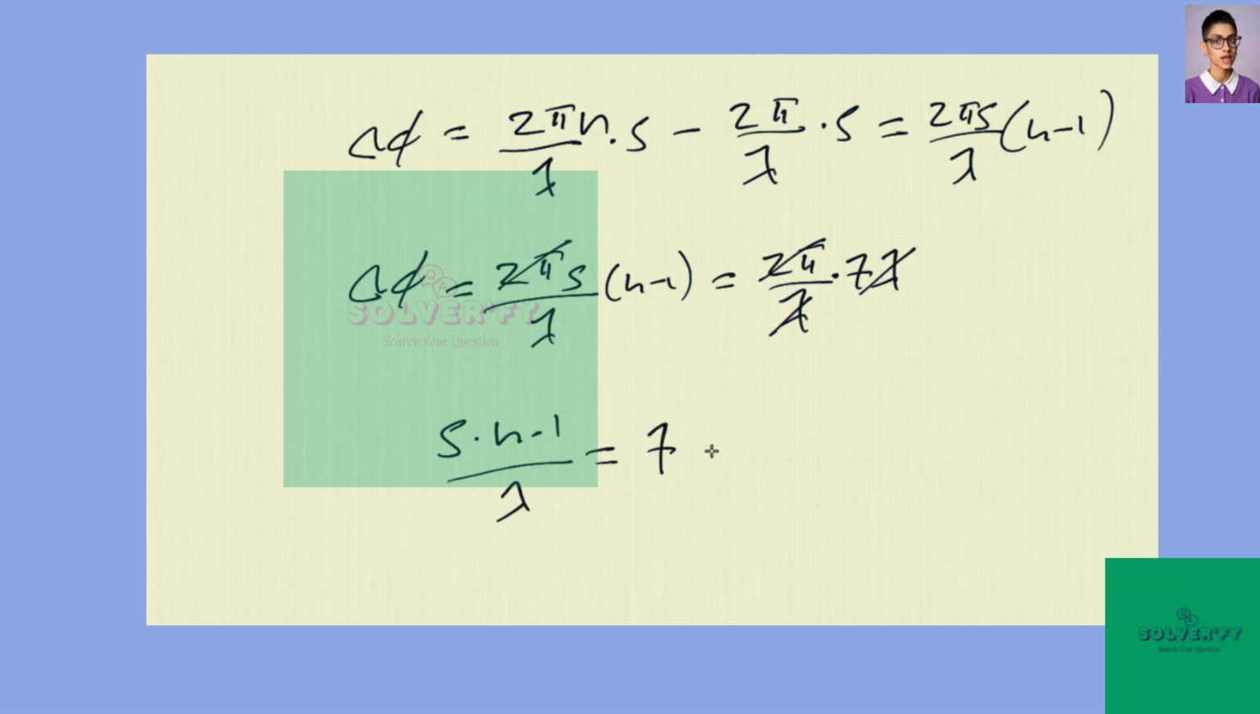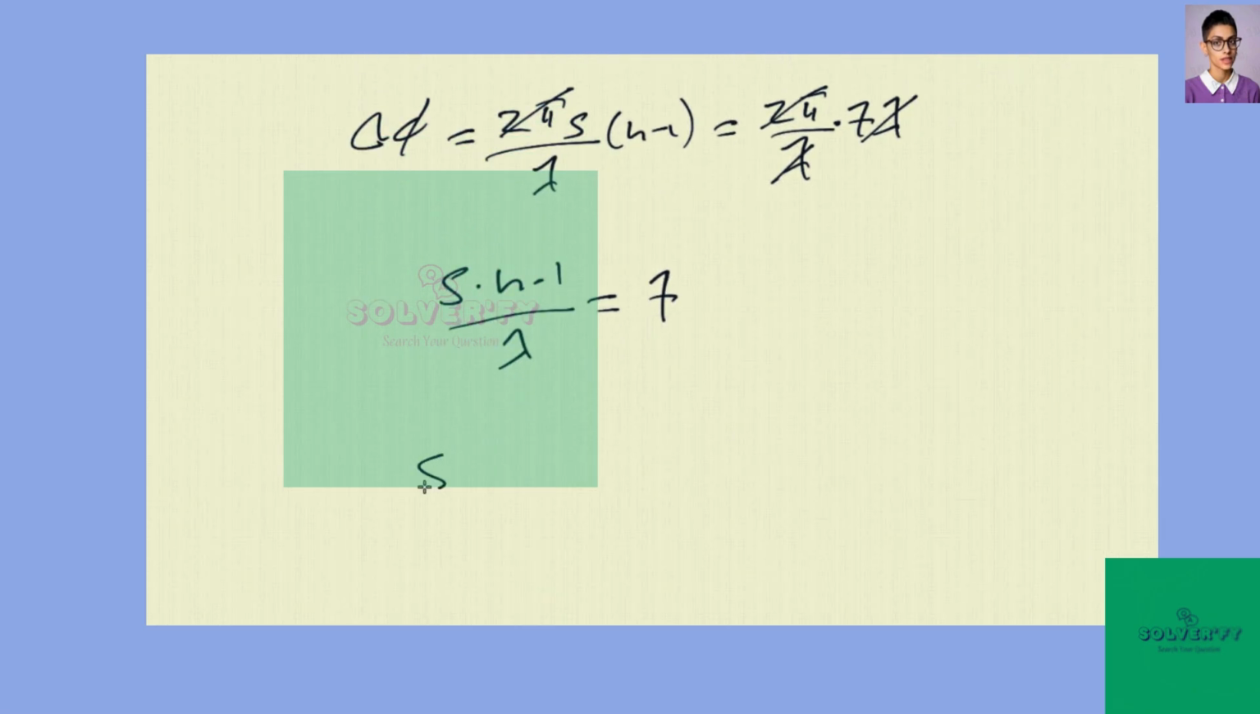Solving for s, we have that s equals 7 lambda over n minus 1, and plugging in the numbers, n is 1.58 and lambda is 550 nanometers, we find that the thickness s is 6.6 micrometers.